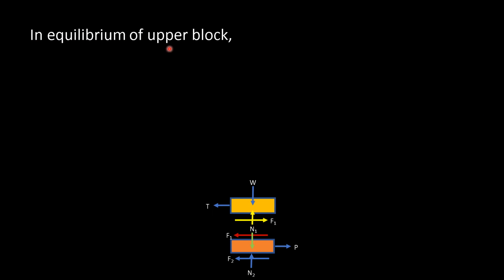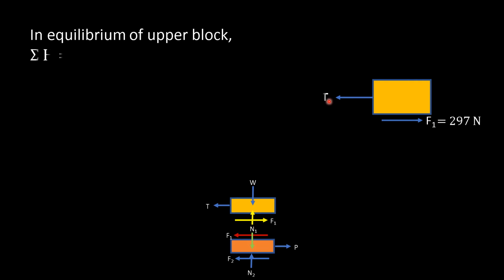In equilibrium of upper block, summation of horizontal forces equals 0. F1 minus T equals 0. F1 is positive because it is rightwards. T is negative because it is leftwards. T equals F1 equals 297 Newton.